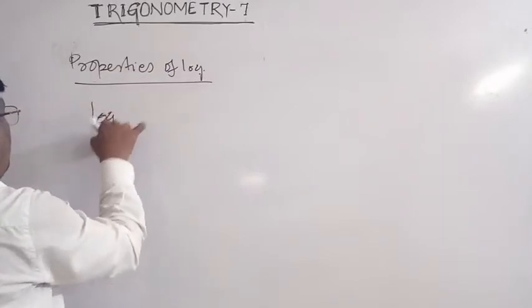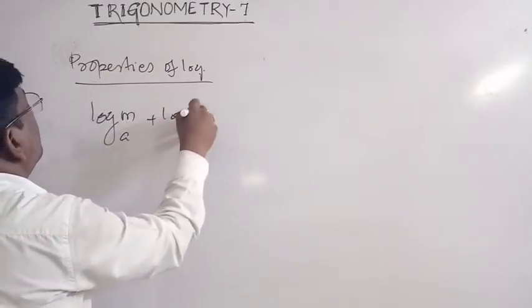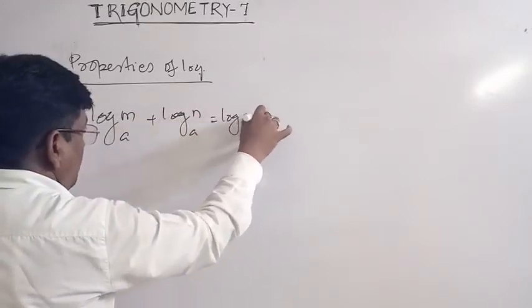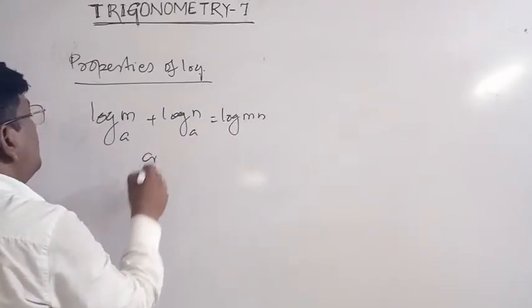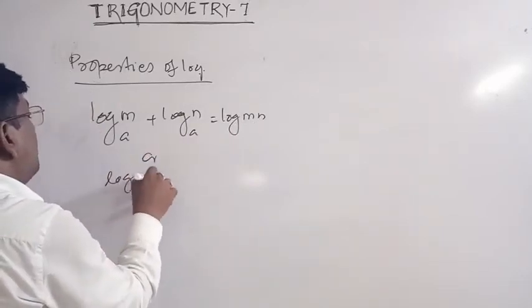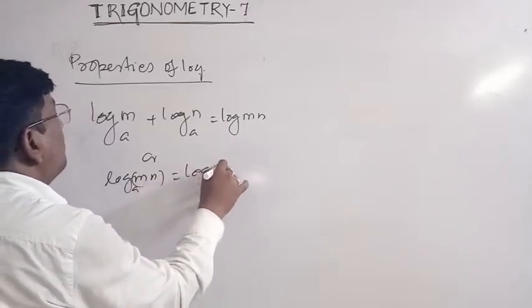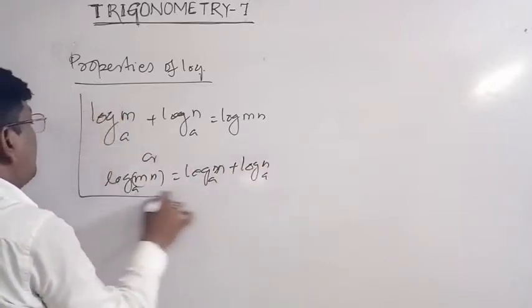Suppose log m base a plus log n base a is equal to what? Log m into n, or vice versa, or we can say log mn to the base a is equal to log m to the base a plus log n to the base a, same thing.